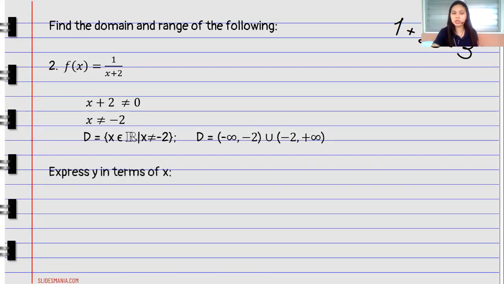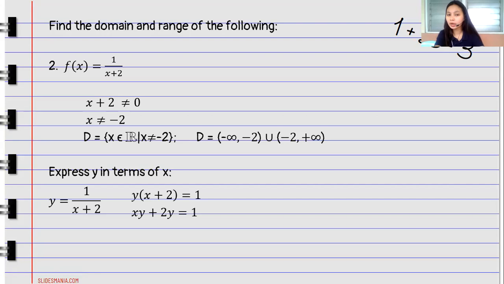Next, let's have the range. Express y in terms of x. So, yung f of x natin, we can just change it to y po. And then, cross-multiply na lang po para mas mabilis. Y times x plus 2 and then distributive. Xy plus 2y equals to 1. Okay po? And then, dito po, ang hinahanap natin is range. So, ibig sabihin, we have to find the value of our y. Tama po? Kasi y is range, x is domain. So, we have to find the value of our y. So, ibig sabihin, we have to transpose xy. Ayan.